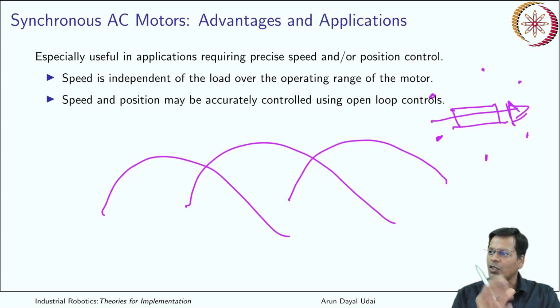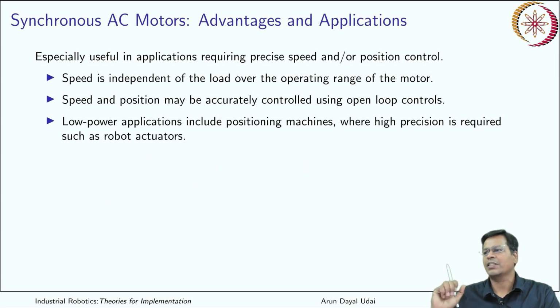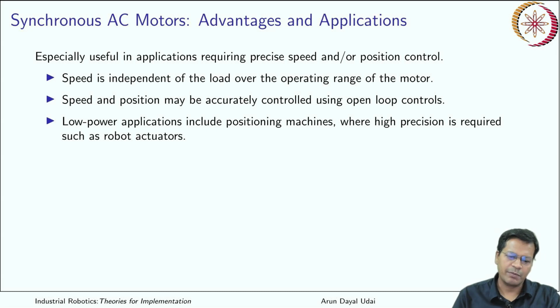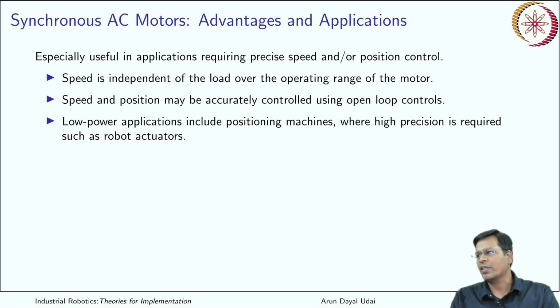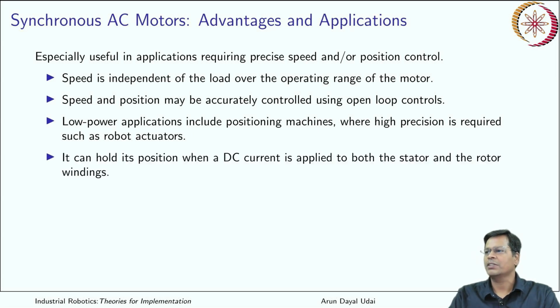So you can stop your omega anywhere, and omega can become equal to 0. In that case, your field doesn't rotate, it remains where it is, and your armature also remains there. So it can stop, or it can reverse its direction also. Got it? So yes, omega can be positive, omega can be negative also. So low power applications include positioning machines where high precision is required, such as robot actuators. It can hold its position.